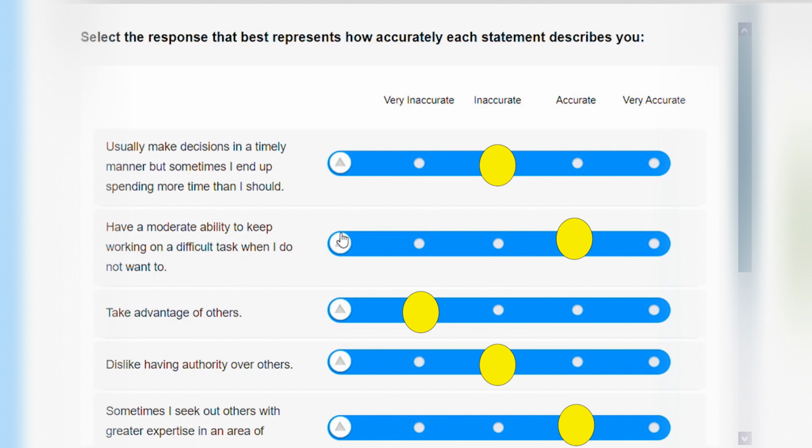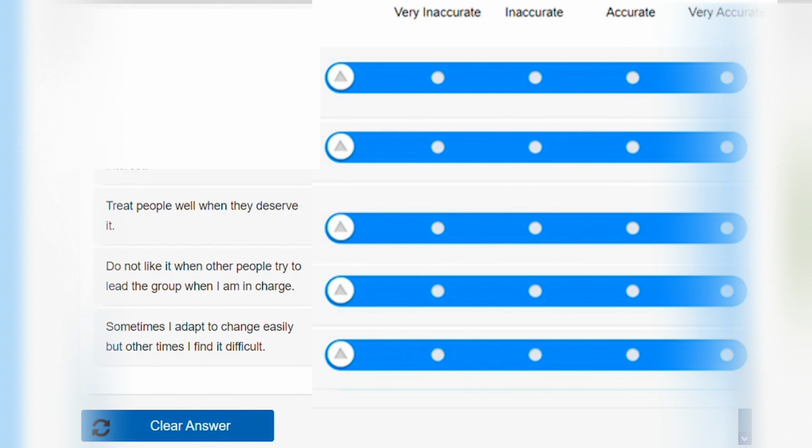Accurate. Treat people well when they deserve it. You should be treating people well even if they don't deserve it. So inaccurate. Do not like it when other people try to lead the group when I am in charge. Inaccurate, there can be other people who kind of show up as being leader. So leadership is not like you own the position. There can be other sub leaders within the team as well.